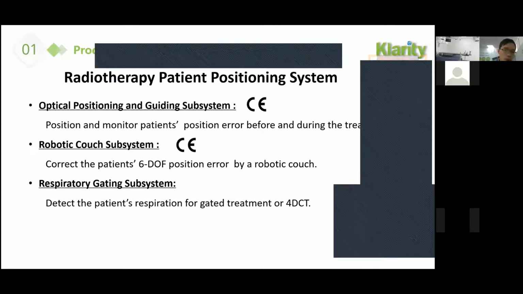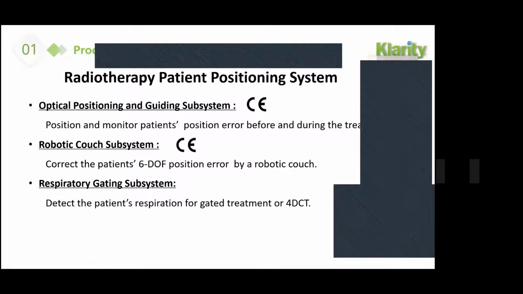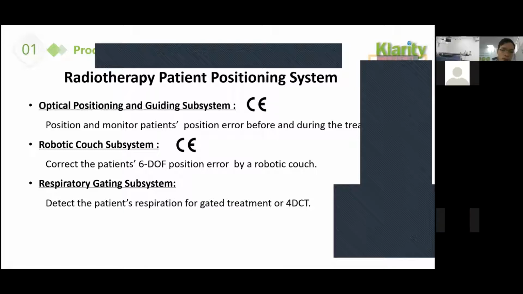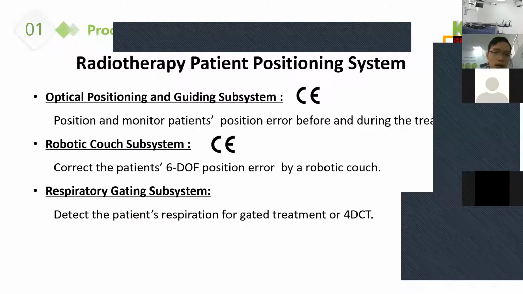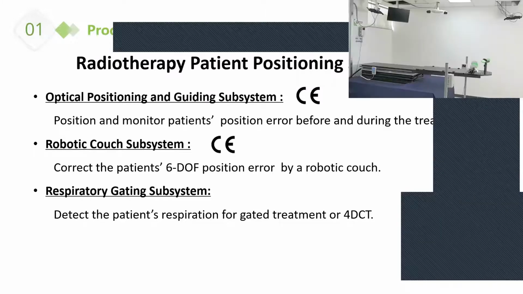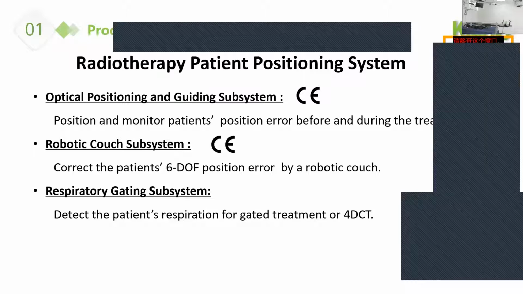Actually, we have the CE approval. We have the approval from CE mark for the optical positioning and guiding subsystem, and also the robotic couch subsystem. About the gating subsystem, now it is almost finished development, and we will apply for the CE mark as soon as possible.